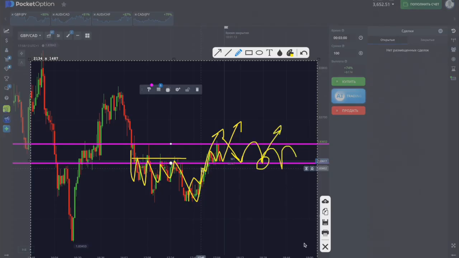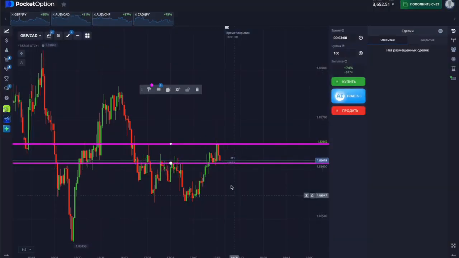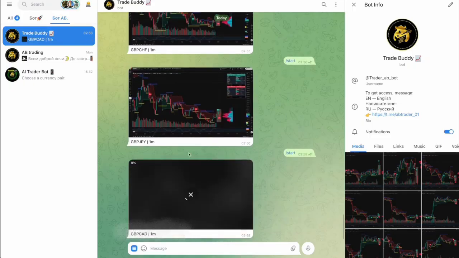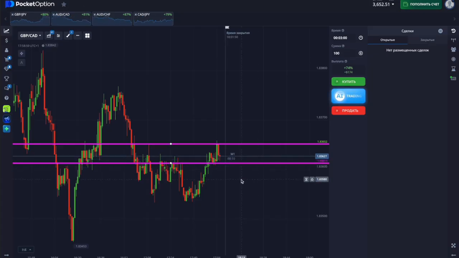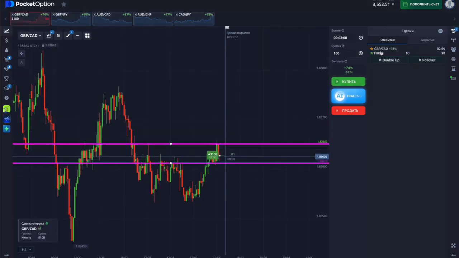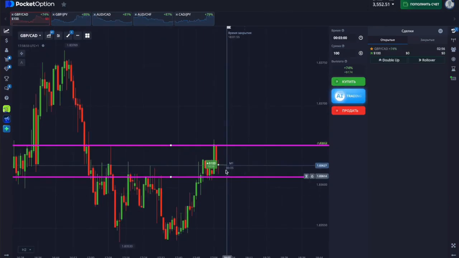The second touch is a pullback. So here, I would open upwards. But you need to double check yourself with the bot. Up, up, down, up. Look, right now 3 minutes for an upward move. Currency pair, British pound, Canadian dollar, up. I think it's clear here.